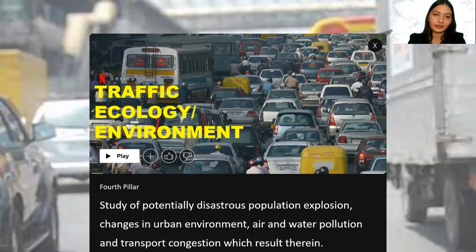The fourth pillar is traffic ecology or the traffic environment. This is the study of the potentially disastrous population explosion, changes in the urban environment, air and water pollution, and transport congestion which result from them. Of course, we have traffic. There are a lot of vehicles, buses, motorcycles, and the smoke coming from them is the pollution which makes our environment unhealthy.